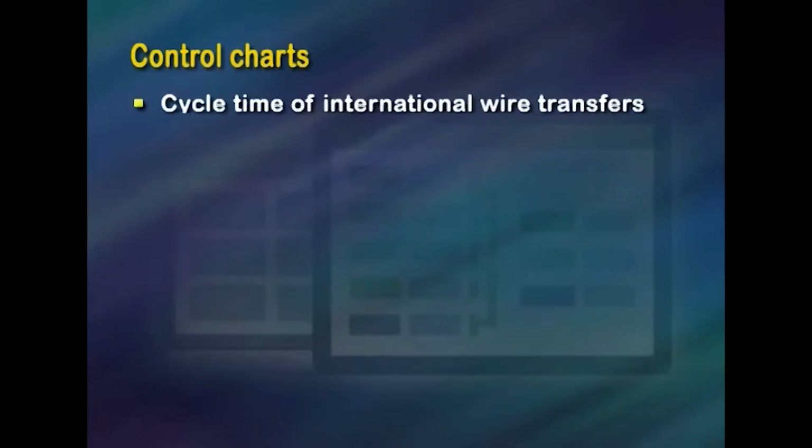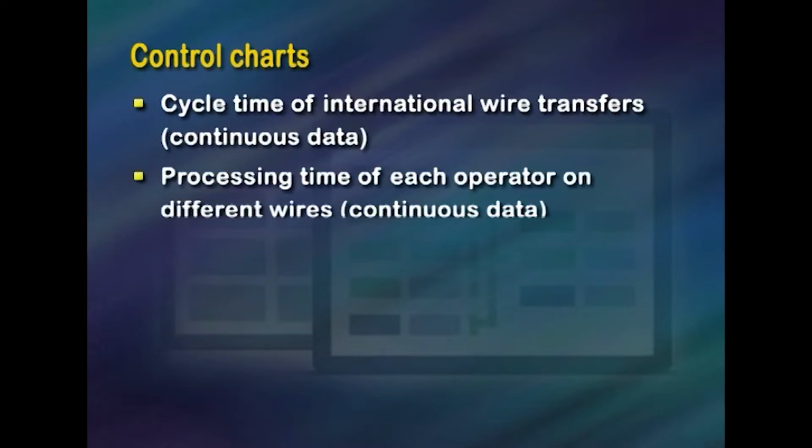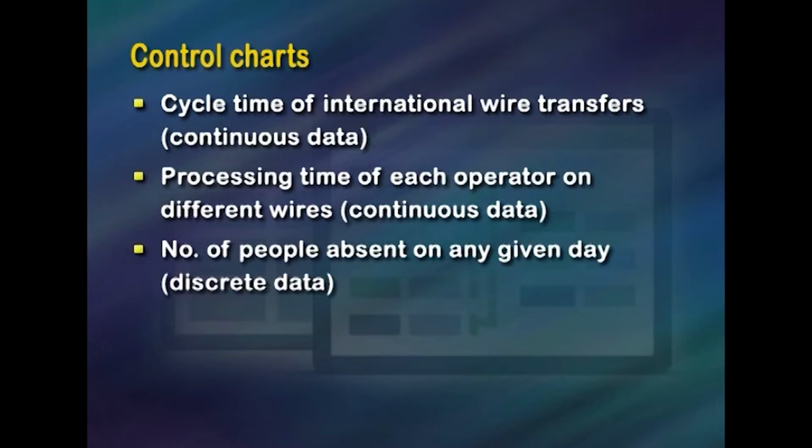Control charts recommended as a part of the control phase were: cycle time of international wire transfers, that is continuous data; processing time of each operator on different wires, that is continuous data; and number of people absent on any given day, that is discrete data. Now we will see the first chart, that is cycle time of international wire transfers, continuous data.